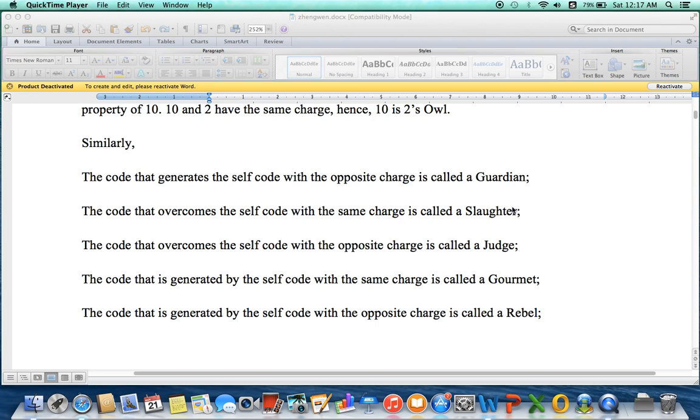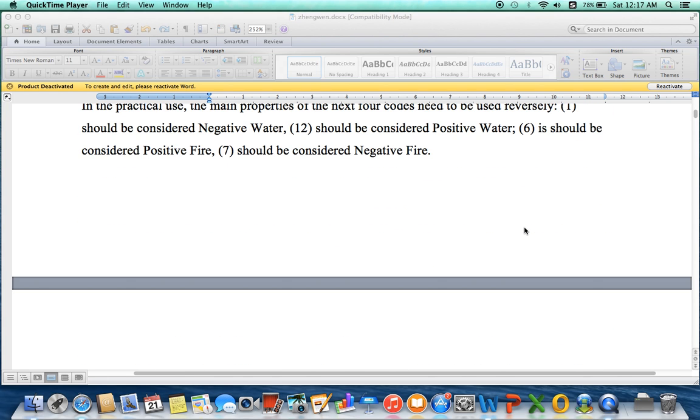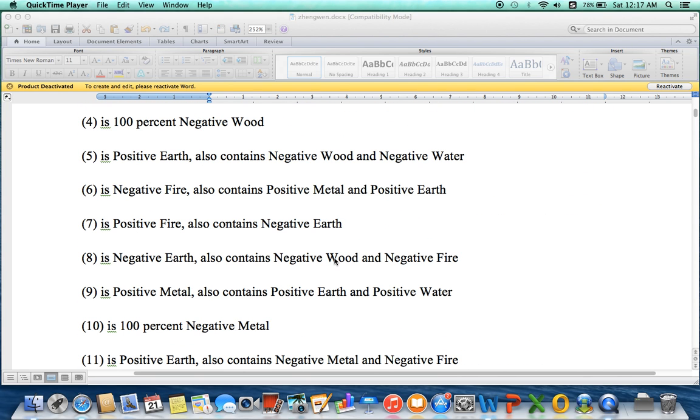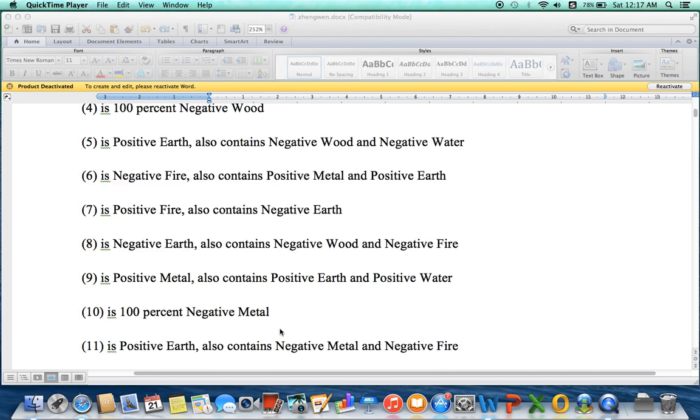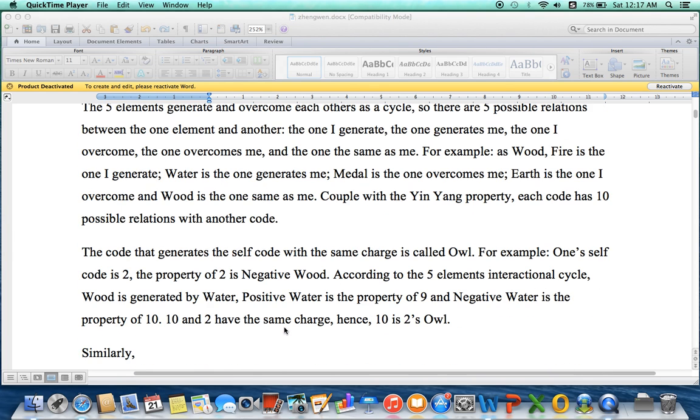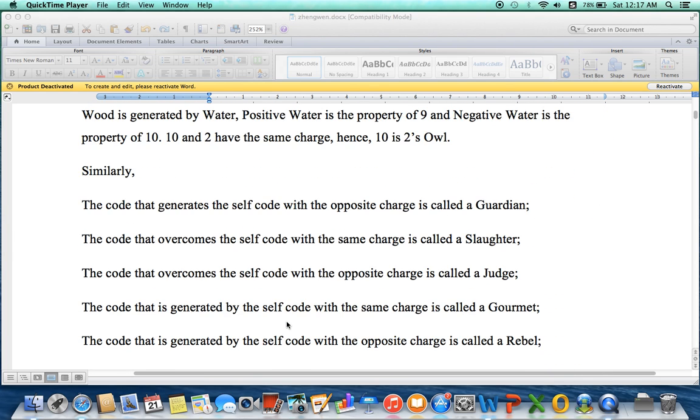That's the decimal code. If we go for the duodecimal code, 2, which is the self code, that's decimal, that's negative wood. The slaughter will be 10, because duodecimal 10 is negative metal, which serves as the slaughter of negative wood. The code that overcomes the self code with the opposite charge is called the judge.